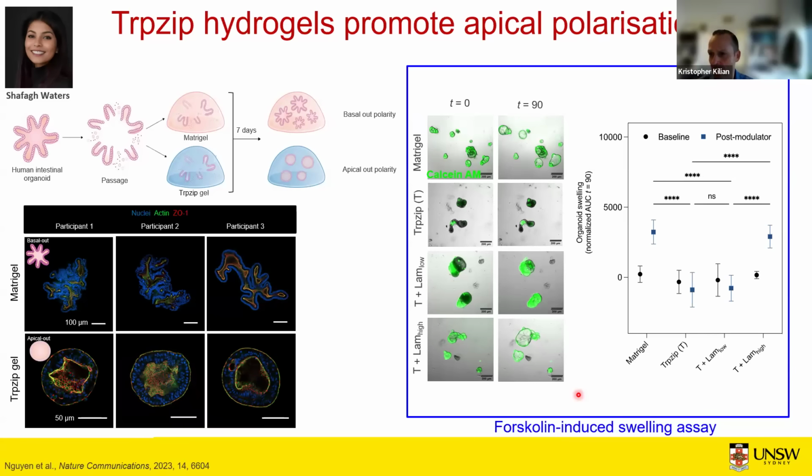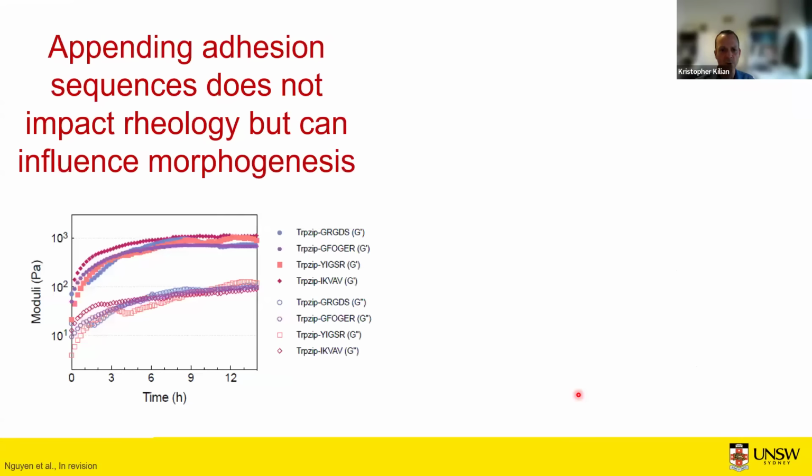And so we initially thought it was great that we could have apical out organoids. But of course, for many cultures, you're going to want to be able to control that polarity, particularly if you want to replace Matrigel in a lot of these assays. And so we've been exploring that a little bit further.